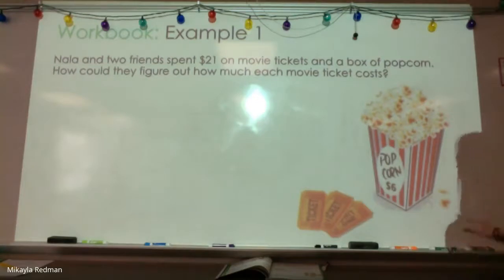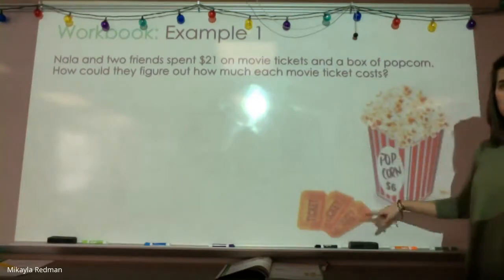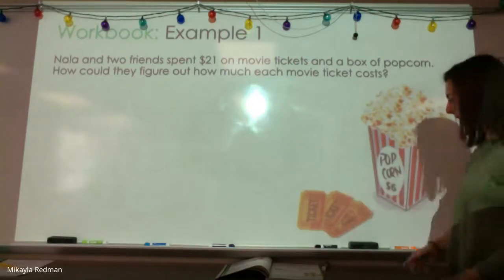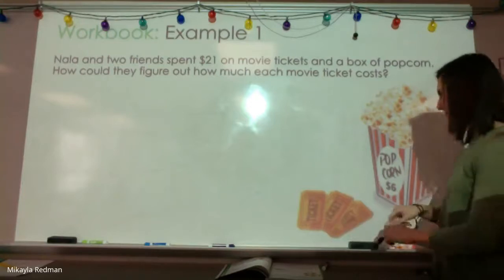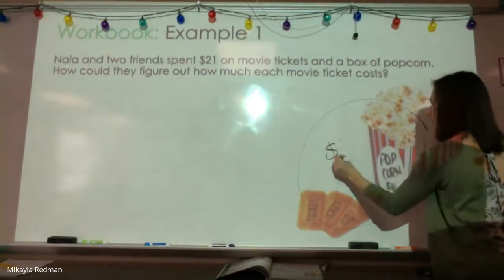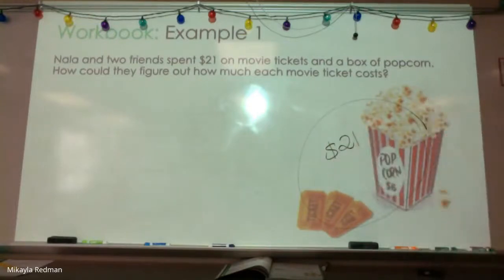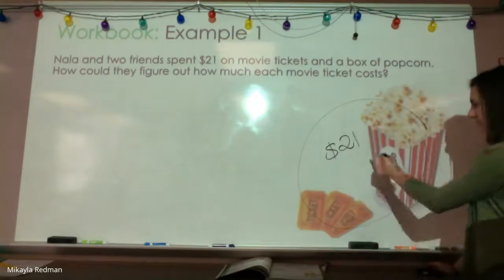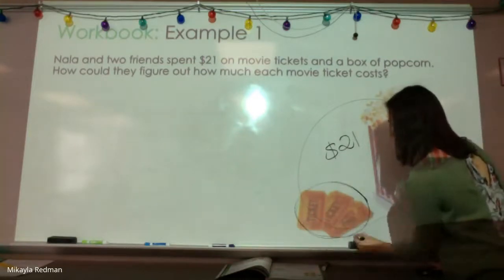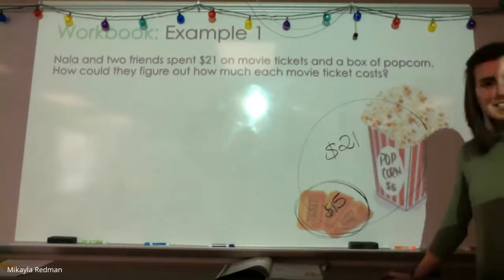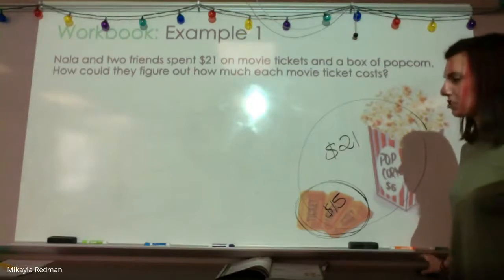Okay, so in total, they're spending $21. $6 they spend on popcorn. So I have to figure out how much they spend for each ticket. So I'm just going to write myself a little note. All of this is $21. If they spend $6 on popcorn, guess how much they have left? Well, 21 minus 6. That means for all of this, they spent $15. And there's 3 tickets. I bet you could figure out how much each ticket's worth.